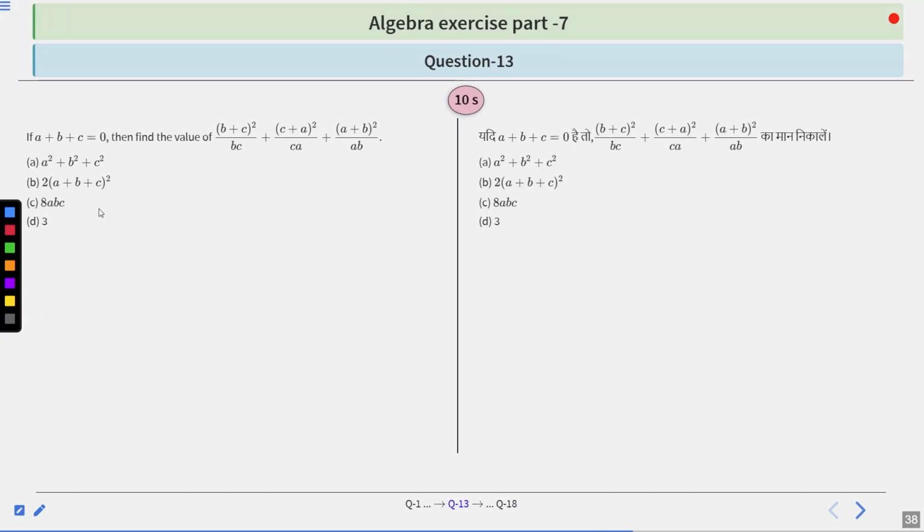Next, if a plus b plus c is equal to 0, then find the value of (b plus c) whole square upon bc plus (c plus a) whole square upon ca plus (a plus b) whole square upon ab. And the options are: option A, a square plus b square plus c square; option B, twice of (a plus b plus c) whole square; option C, 8 times of abc; and option D is 3. These are the options, and I'm giving you 10 seconds to find out the correct answer. After that, I will do the solution for you.